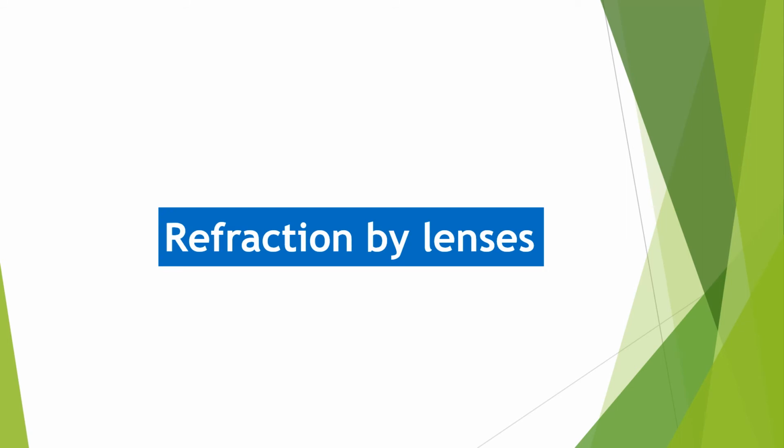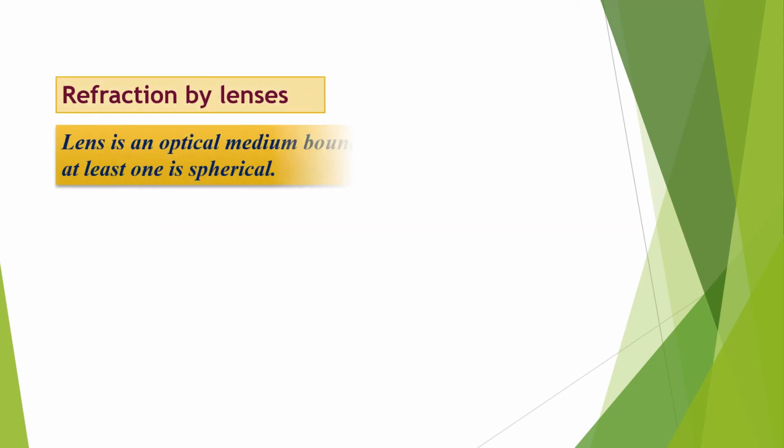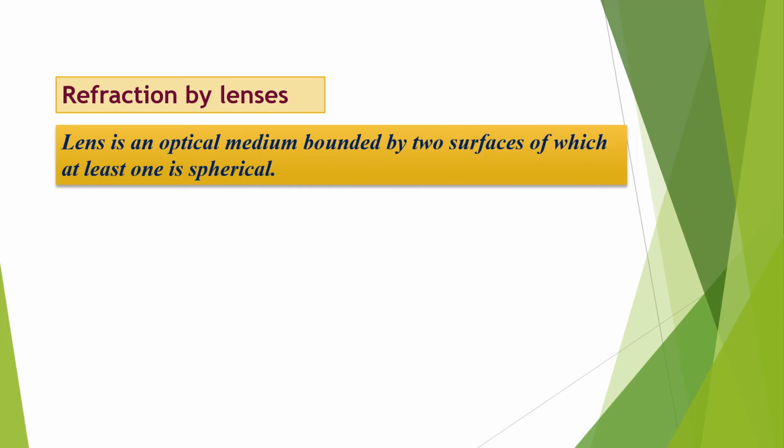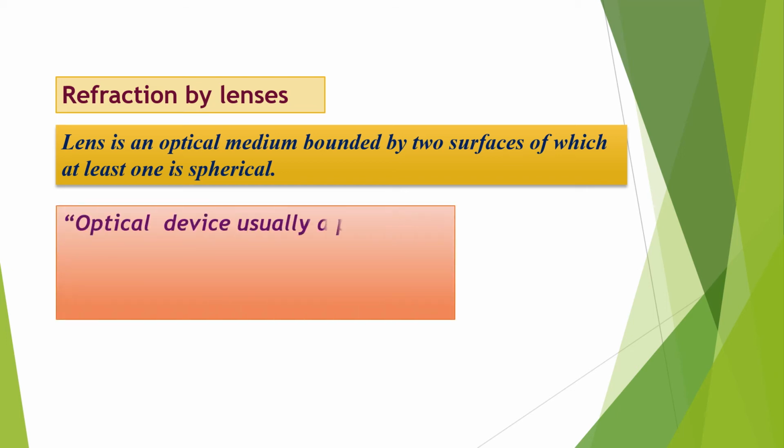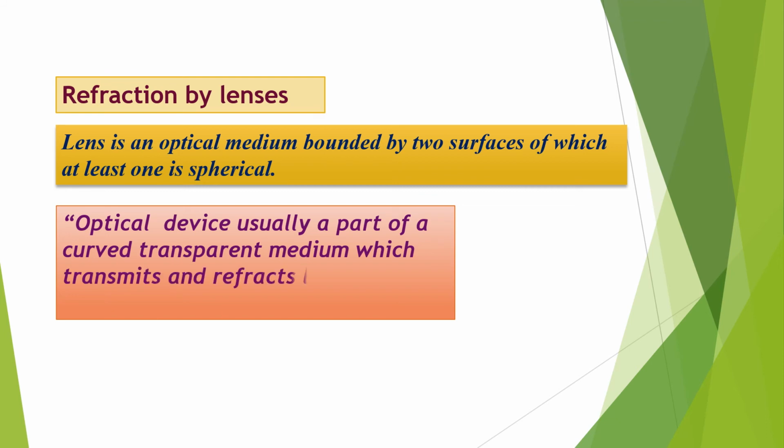Now, refraction by the lenses. Lens is an optical medium bounded by two surfaces, of which at least one surface is spherical. The meaning is, the lens is bounded by two refracting surfaces, in which at least one surface should be curved. The other one may be curved or a plane, it does not matter. So it is considered as a lens. It is an optical device, usually a part of a curved transparent medium, which transmits and refracts light, converging or diverging the beam, and is known as a lens.